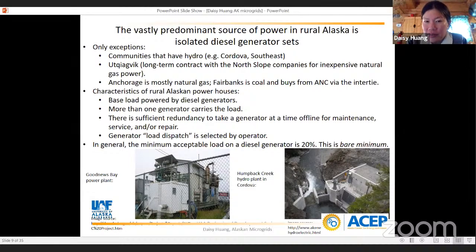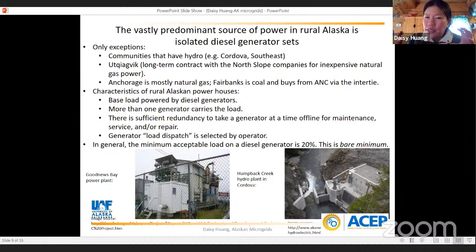So characteristics of rural Alaskan powerhouses: number one, the base load is powered by diesel. Two, more than one generator carries the load. Three, there has to be sufficient redundancy to take a generator at a time offline for maintenance. And then how you dispatch the load among your generator fleet, you can decide based on different strategies. Different sized generators will have different efficiencies. And generators tend to run at their most efficient when they're fully loaded. You know how a car gets maximum gas mileage when it's doing 50 miles an hour. So generators actually do their best when they're fully loaded, not when they're light loaded. So what you want to do is maximize the load on each generator and not half load all of them.